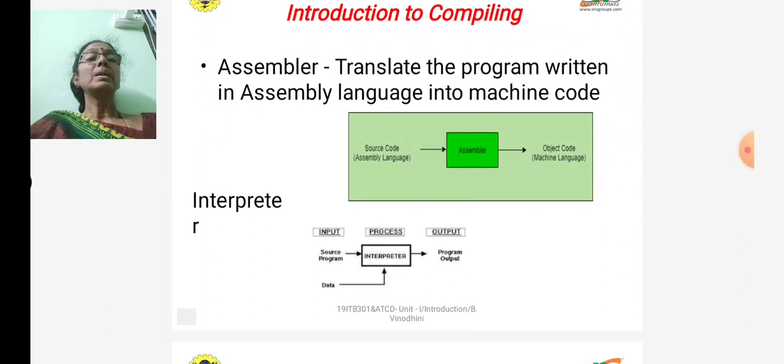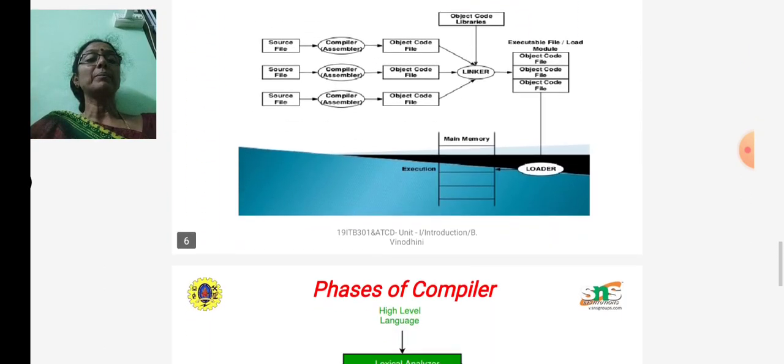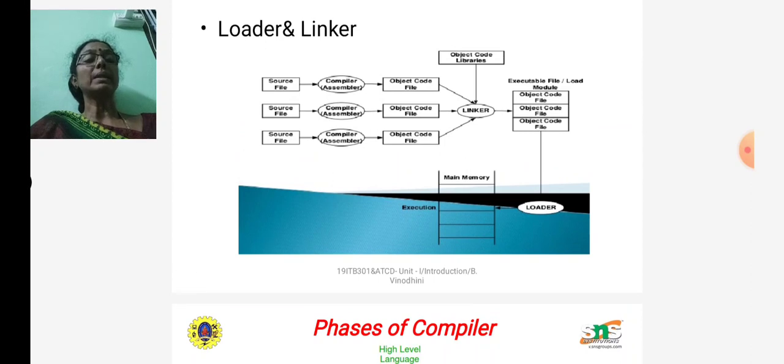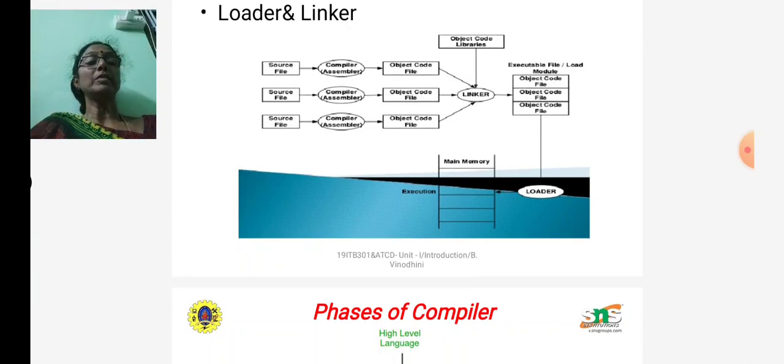So this is about the language processing system. Next, finally, we have the loader and linker. The loader loads the relocatable machine code into the proper places, and links the several functions and modules into a single absolute machine code program. This is the function of the loader and linker. The output of the loader and linker is the absolute machine code. That is our output, and that machine code is given to the machine. This is about the language processing system.